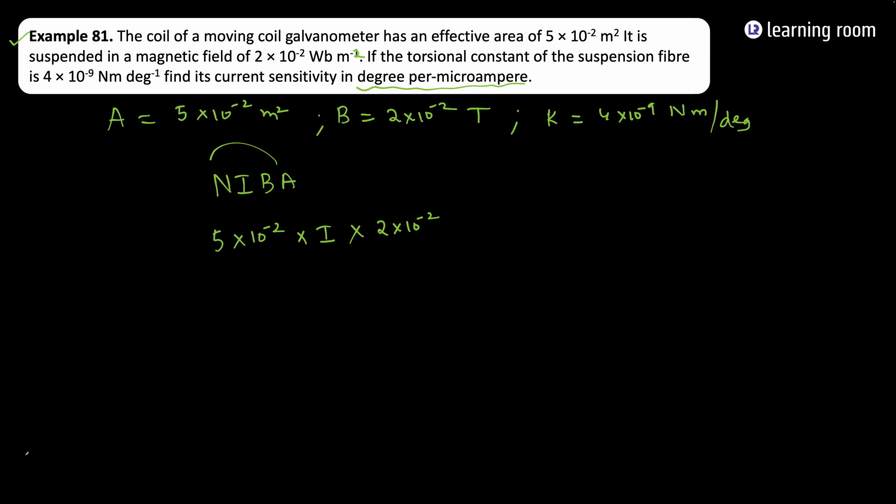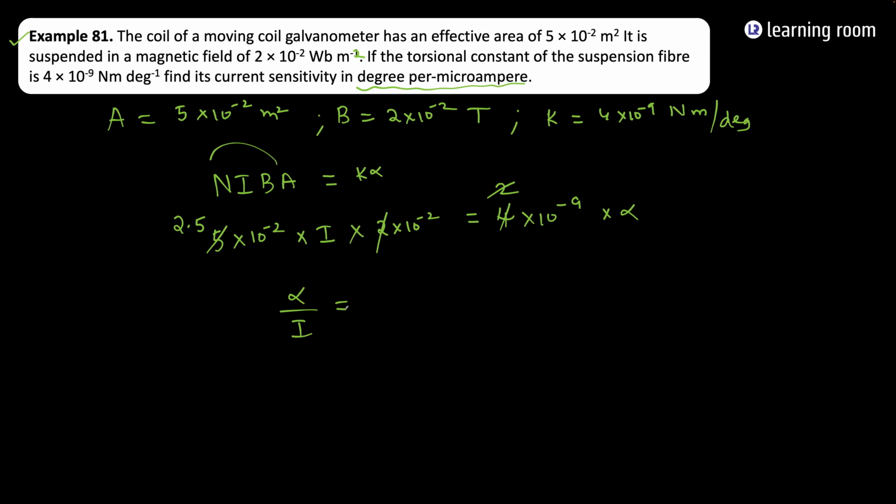4, this one. 4 into 10 power minus 9. So this is the left hand side data, is equal to 4 into 10 power minus 9. Don't write the value of alpha. Alpha by I is what you need to find. So we cancel this 4 2 times. And 2 will cancel this 5 2.5 times. So what will be the value of alpha by I?